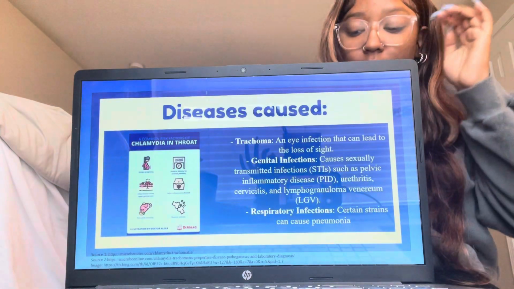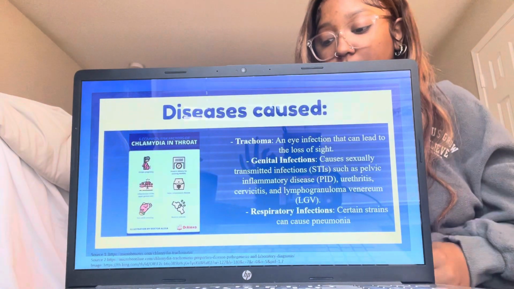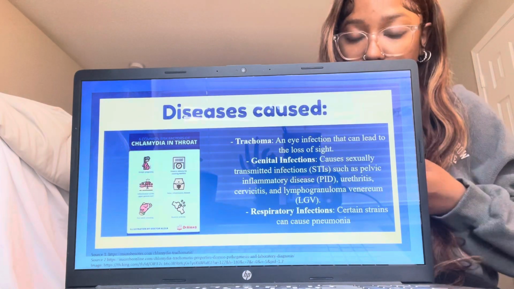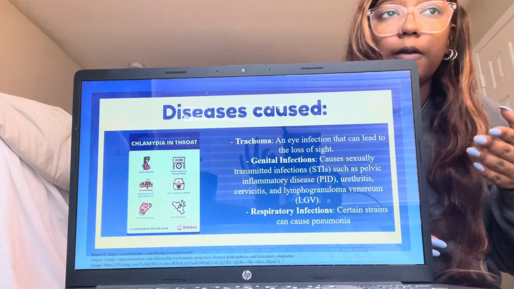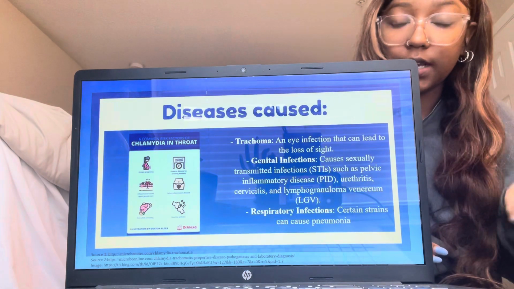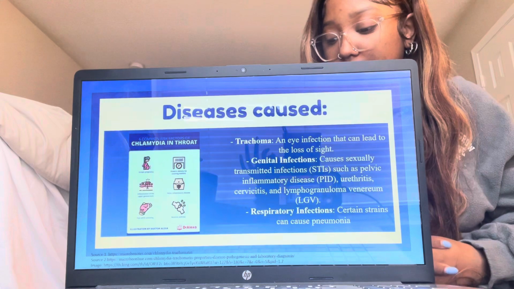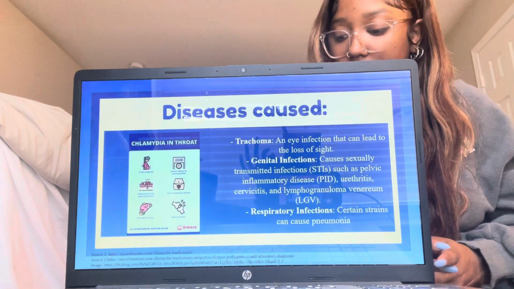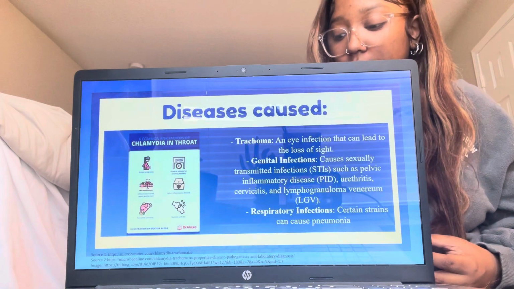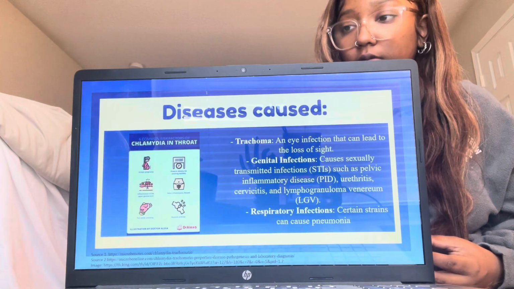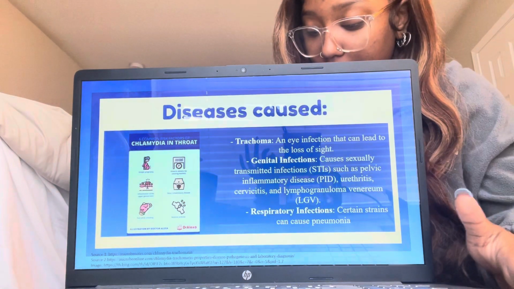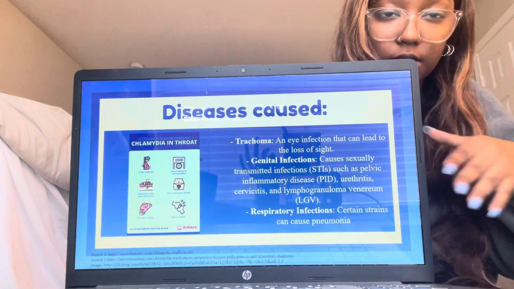Diseases caused by chlamydia include trachoma, genital infections, and respiratory infections. Trachoma is an infection in the eye that can lead to the loss of sight in your eye. Genital infections like STIs or PID. PID is pelvic inflammatory disease. And also LGV, which is lymphogranuloma venereum. And then respiratory infections: certain strains can cause pneumonia.